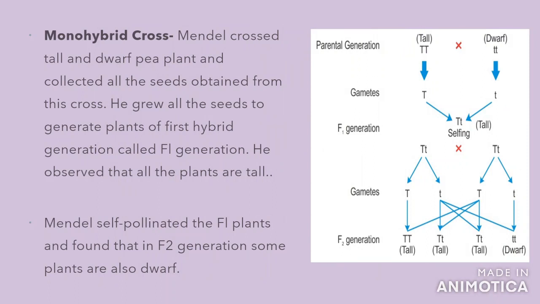Monohybrid cross. Mendel crossed tall and dwarf pea plant and collected all the seeds obtained from this cross. He grew all the seeds to generate plants of first hybrid generation called F1 generation. He observed that all the plants are tall. Mendel self-pollinated the F1 plants and found that in F2 generation, some plants are also dwarf.